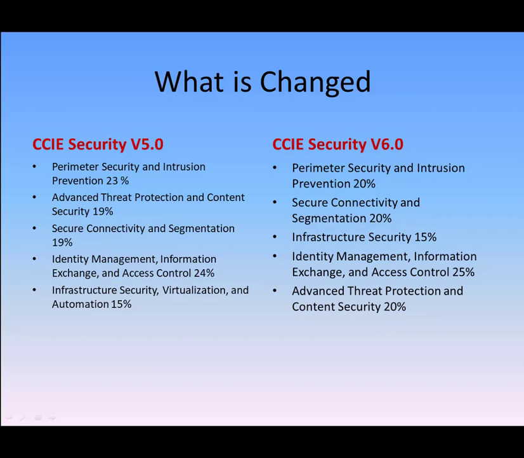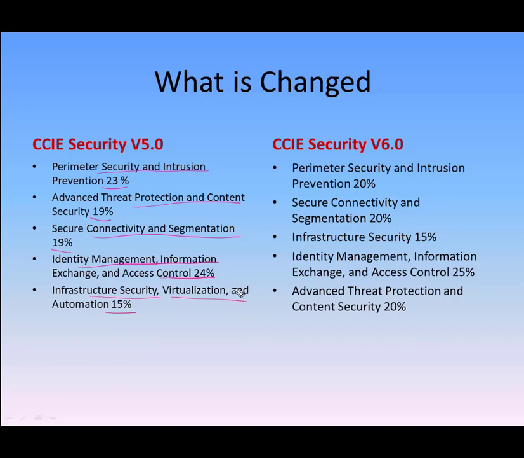In version 5, we have security and intrusion prevention, and that's a huge 23%. Next is advanced threat protection and content security, 19%. Secure connectivity and segmentation, 19% again. Identity management, information exchange, and access control, a big 24%. And finally, infrastructure security, virtualization, and automation combined, 15%.